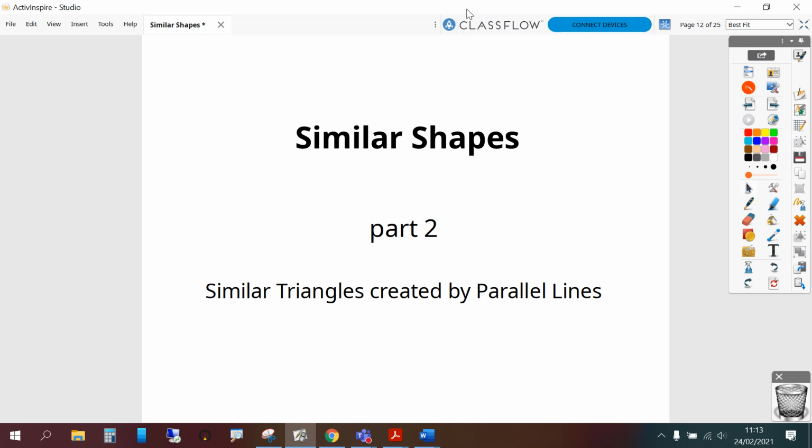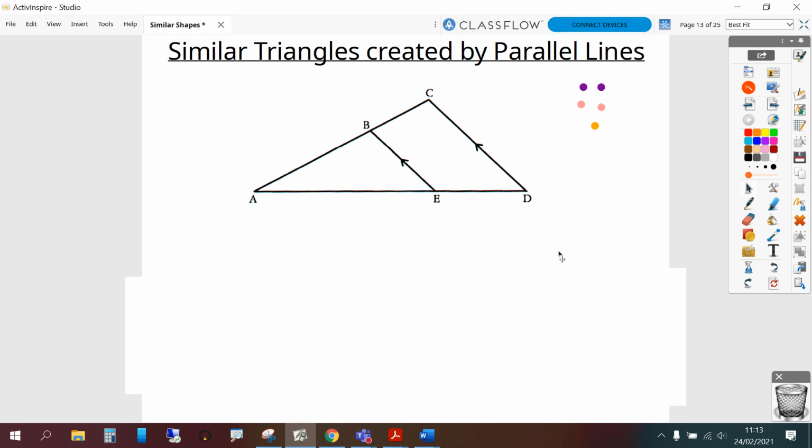This is Similar Shapes Part 2. Similar triangles created by parallel lines. So here we have a diagram which contains two triangles. We have a smaller triangle inside a bigger triangle. Now we've also got parallel lines indicated by the arrows.